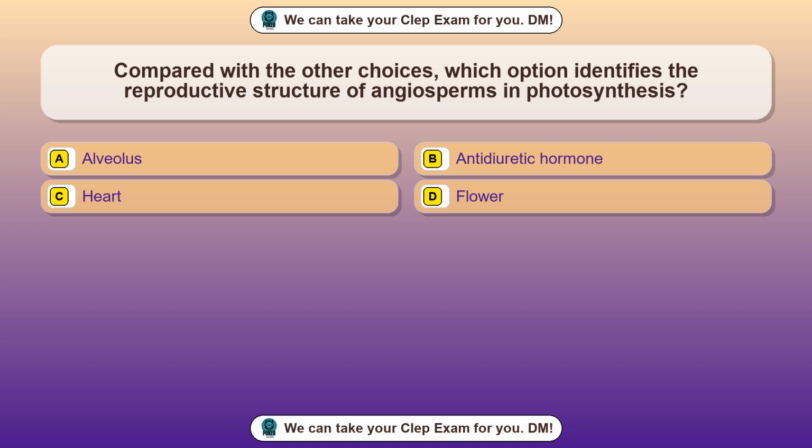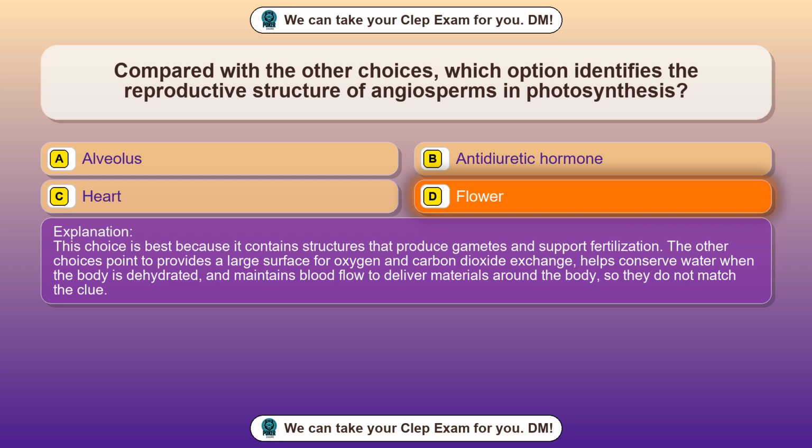Question 59. Compared with the other choices, which option identifies the reproductive structure of angiosperms in photosynthesis? Option A, alveolus. Option B, antidiuretic hormone. Option C, heart. Option D, flower. The correct answer is option D, flower. This choice is best because it contains structures that produce gametes and support fertilization. The other choices point to provides a large surface for oxygen and carbon dioxide exchange, helps conserve water when the body is dehydrated, and maintains blood flow to deliver materials around the body, so they do not match the clue.